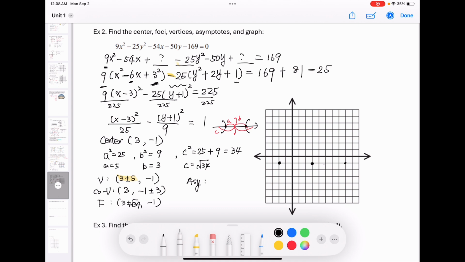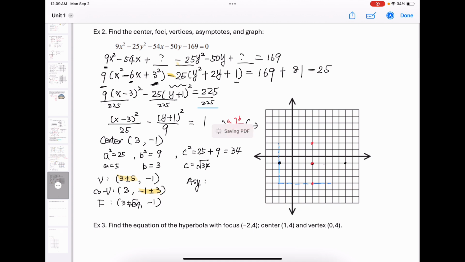Now let's find the co-vertices. 3 and go up b units, so based on our center, we go up and down 3 units. 1, 2, 3, and then go down 1, 2, 3. There is a point here. You can also do the computation and find the value. Now what should I do? I can make a box, so make a box with the given information, or make a rectangle.